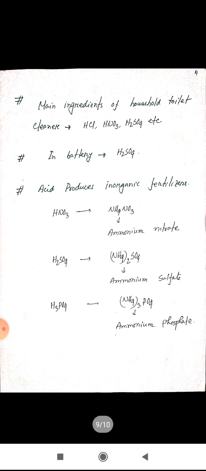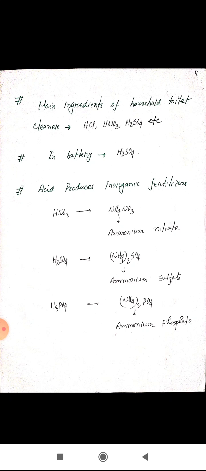The main ingredients of household toilet cleaner. So we know we use different types of toilet products in our daily lives, for household purposes. These toilet cleaners contain hydrochloric acid, nitric acid, sulfuric acid, etc., the inorganic strong acids. In batteries, we also use sulfuric acid. So we can say that many types of acids are used in our daily lives.